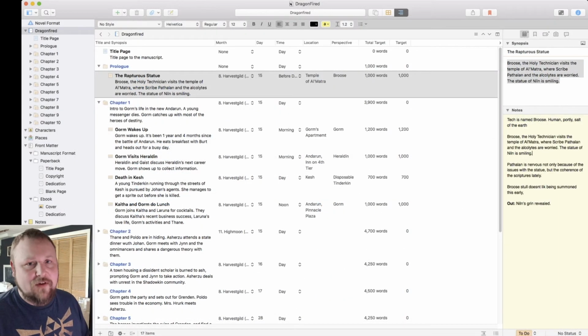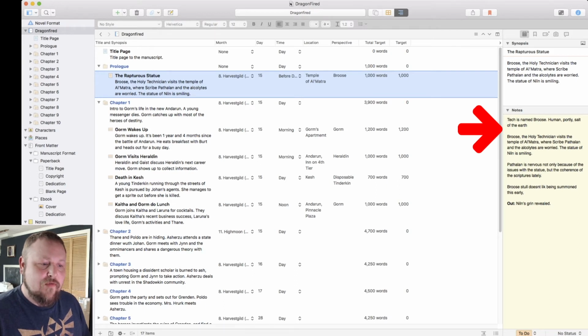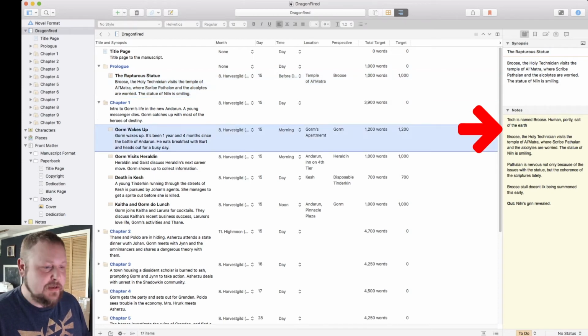So this is my outline for Dragonfired, and it's a little bit different. I've kind of approached it in a different way, and the biggest difference is that now there's more data here in the notes. So these notes contain a more full picture of what's going on in the scene. And this is the prologue, so there's not a lot happening. It's just kind of a little suspense builder.